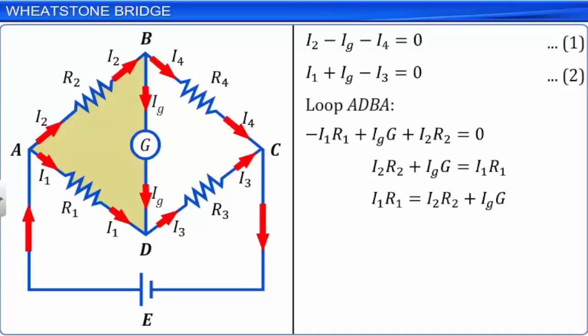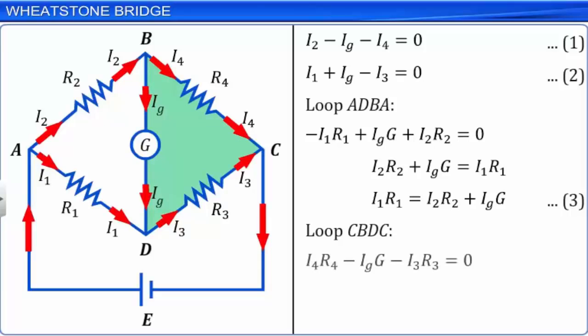Loop CBDC. Across points B and C, by applying the rule, we get I4 R4 minus Ig G minus I3 R3 is equal to 0. On simplifying, we get I4 R4 is equal to I3 R3 plus Ig G. Let this be equation 4.